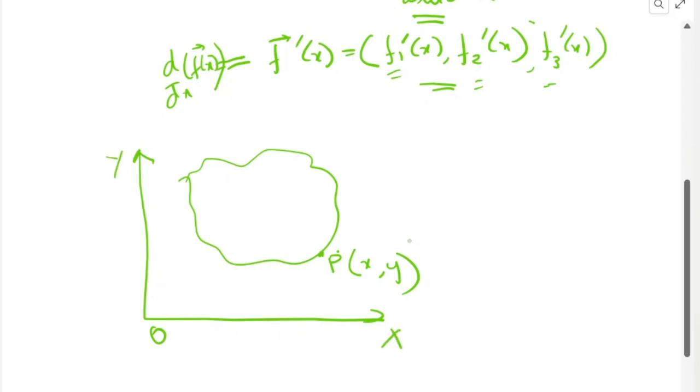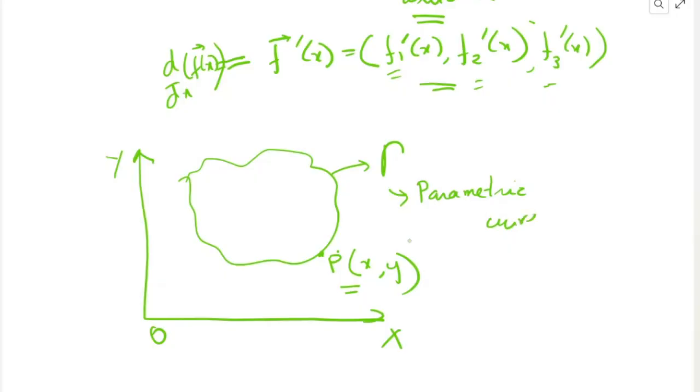We already know how to draw a curve. This curve I denote as capital gamma. Now, instead of using the Cartesian coordinates, I can also say this curve is a parametric curve. What do I mean when I say parametric curve? Parametric curve means here x and y will be functions of some other variable, say t. So x will be a function of t, and y will also be a function of t.